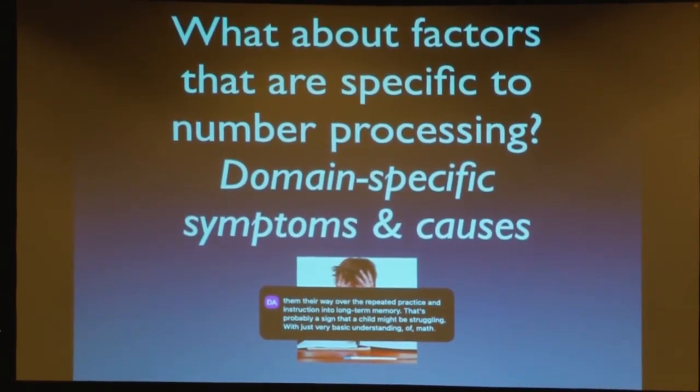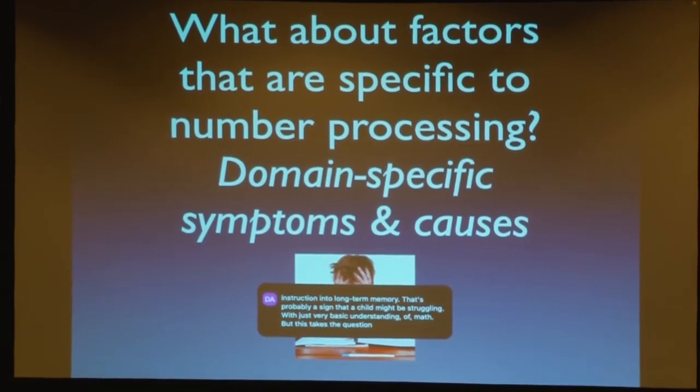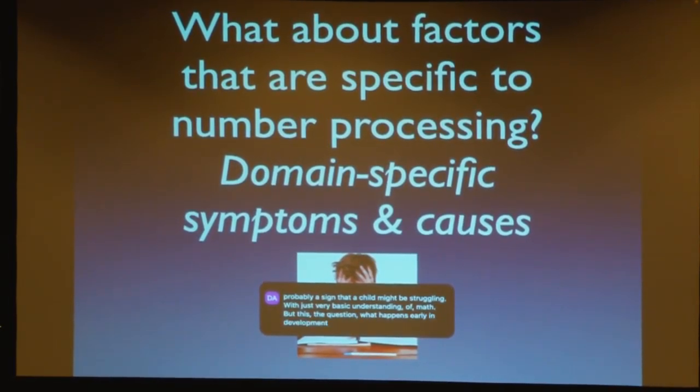But this begs the question, what happens earlier in development, and what about factors that are specific to number processing? If we talk about things such as working memory, we need working memory for everything. We needed working memory when we got up this morning and had to think about which session to go to, where it was, whilst we also had to get ourselves ready and so forth. So working memory is ubiquitous in our everyday lives. But there are some things that are specific to math.